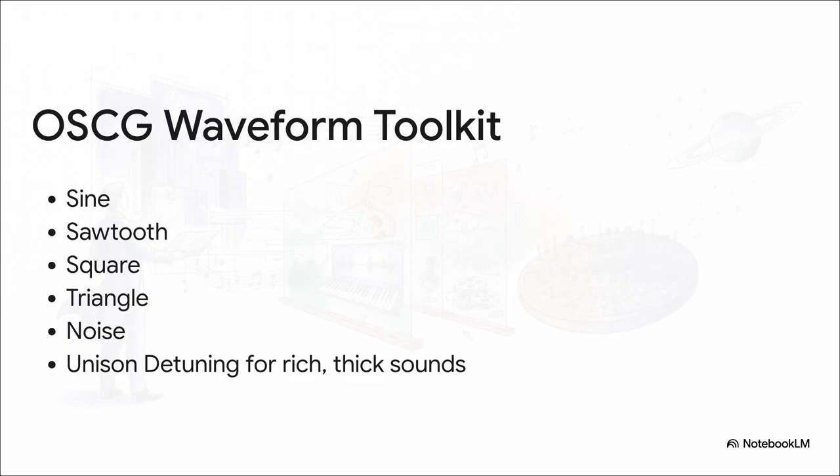Now, that OSCG function is your classic synth toolkit, and let me tell you, it is powerful. You get your smooth sines, your buzzy sawtooths, the works. But the real magic, the secret weapon here, is the built-in unison detuning. This lets you stack multiple, slightly out-of-tune versions of a wave on top of each other to create those massive, thick supersaw sounds that define entire genres of music. And you can do it with just a single line of code. It is an absolutely huge sound right at your fingertips.